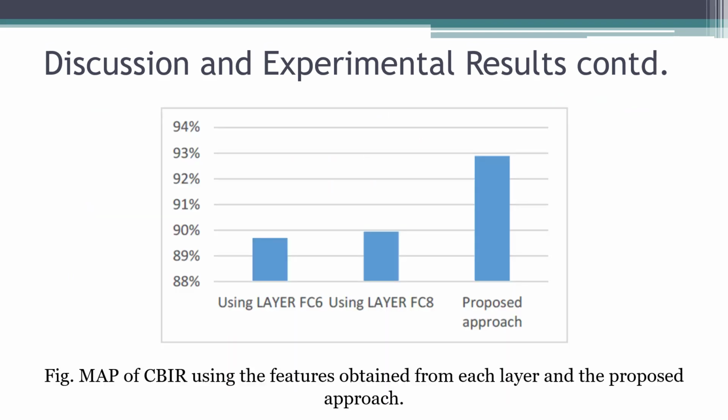These tables show the mean average precision values of the system when the features are extracted from different layers such as FC6, FC8 and from the combined vector used in the proposed approach. As can be noted, the proposed scheme enhances the results compared with the single feature based system, which proves the effectiveness of this approach.